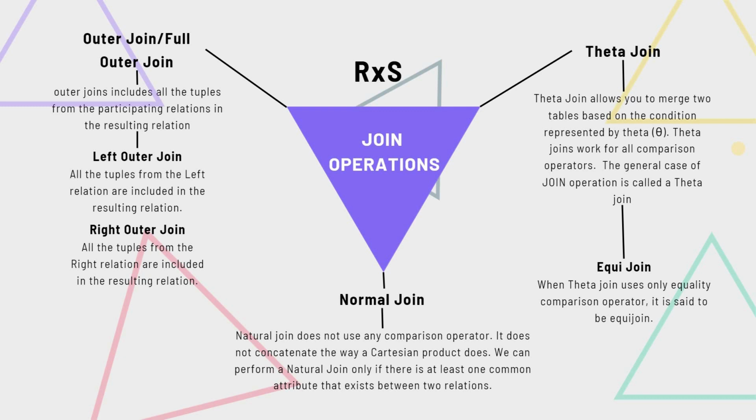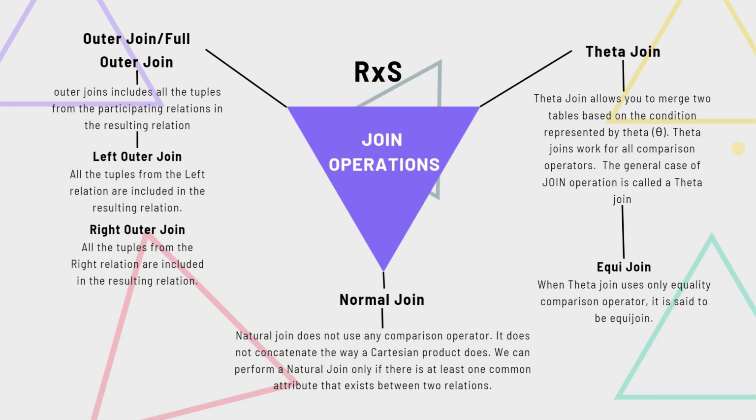Theta join merges tables based on conditions of theta. Theta is basically a placeholder for all comparison operators. Thus, it is a general case of a join. It is represented by a theta symbol. When theta is used as an equality operator, it is called equijoin. Normal join neither compares nor concatenates the tables. Instead, it combines the tables if they have at least one common attribute or column. Both normal join and theta join can be considered as inner join.